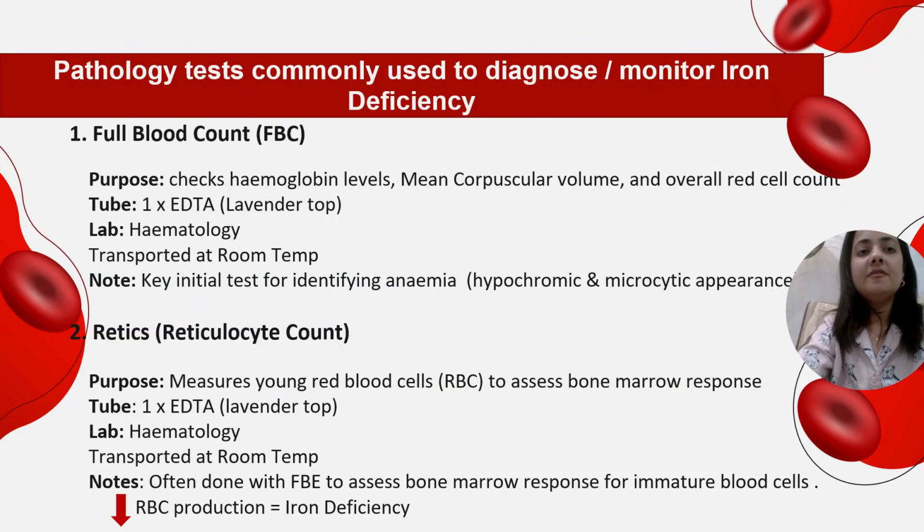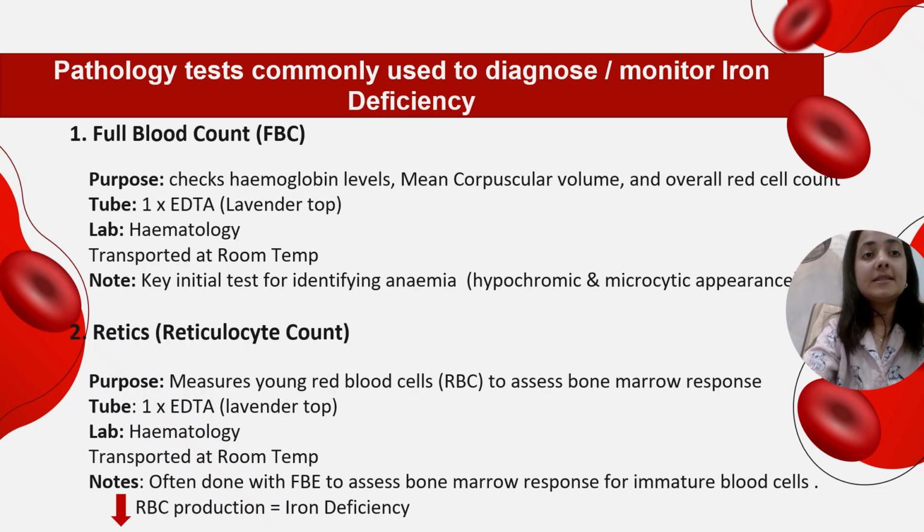To diagnose iron deficiency, several important pathology tests are used. The first and most common is the full blood count. This test gives us a broad overview of the blood, including the hemoglobin level, the number of red blood cells, and their size. In case of iron deficiency, the full blood count typically shows low hemoglobin and microcytic red blood cells, which are signs of anemia. The sample for this test is collected in an EDTA tube and is processed in a hematology lab. It is usually the first test ordered when patients present with symptoms like fatigue or weakness.